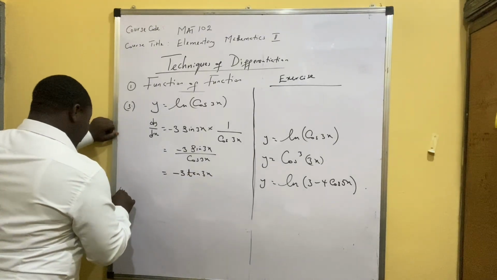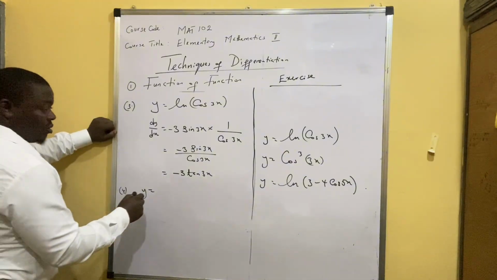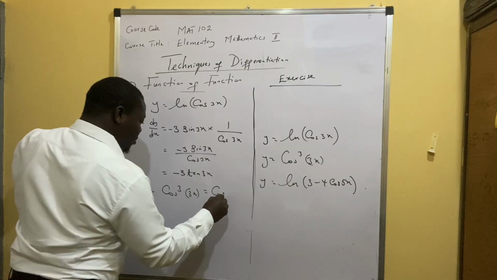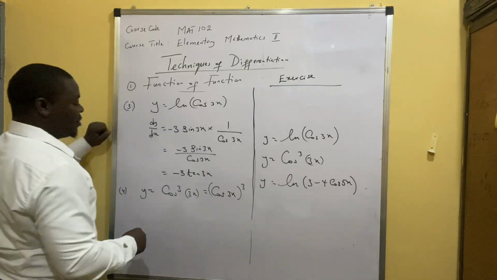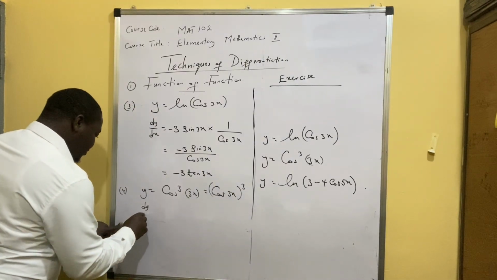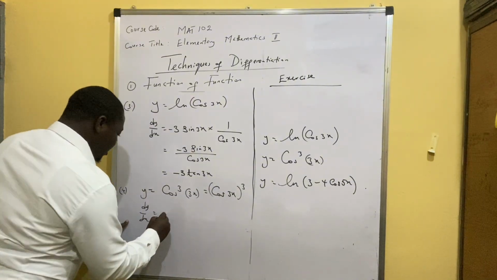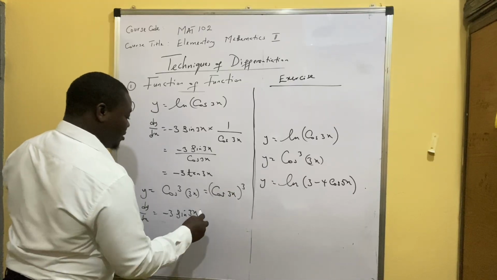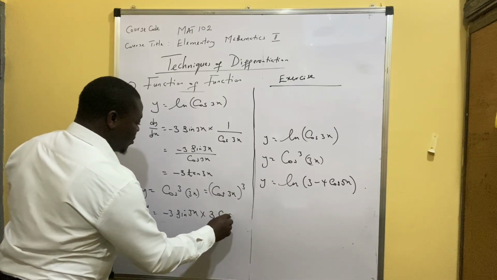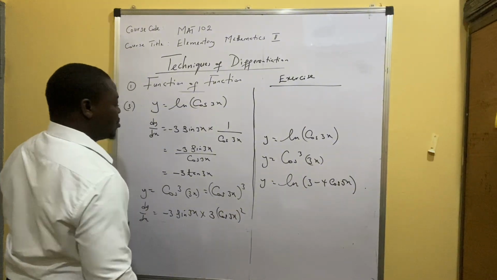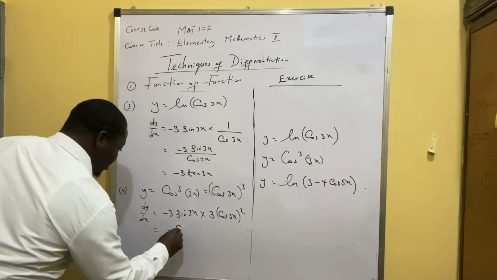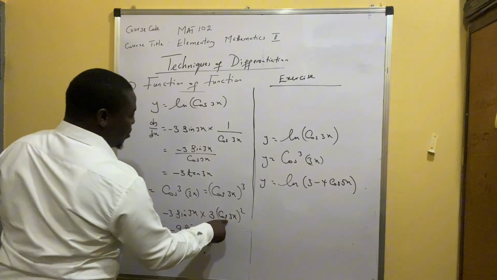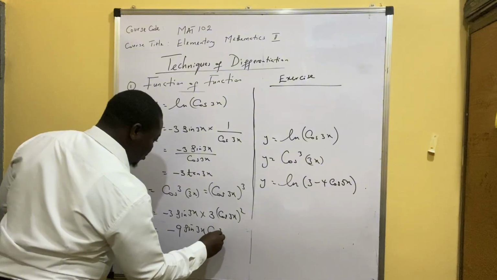So the next one, number 4, we have y equals cos cube 3x. Okay, this means we have cos 3x all raised to the power of 3. So the derivative will be the derivative of cos 3x, that will be minus 3 sine 3x. Then we now differentiate this, taking this as a single entity, that will be multiplied by 3, then cos 3x raised to the power of 2. If we put this together, we are going to have minus 9. Minus 3 times 3 is minus 9. Then we have sine 3x and then cos 3x squared, which is the same thing as cos squared 3x.